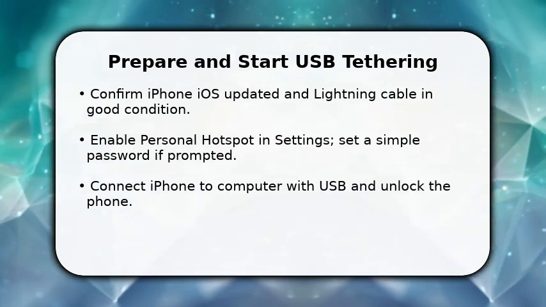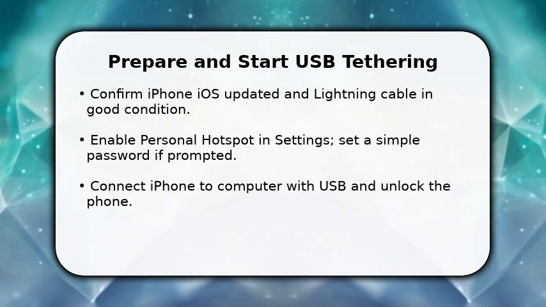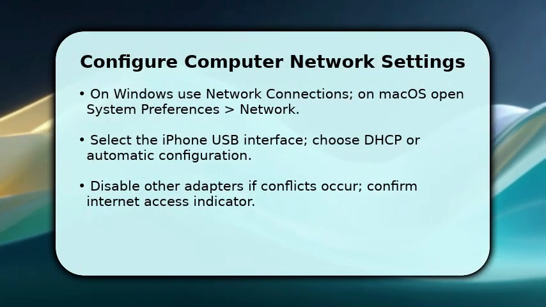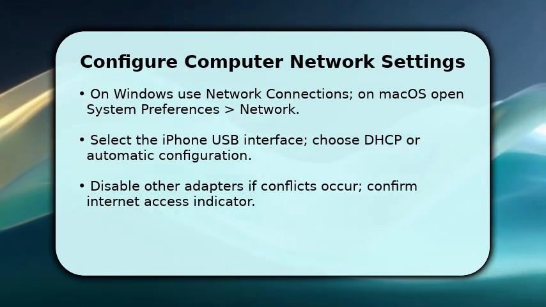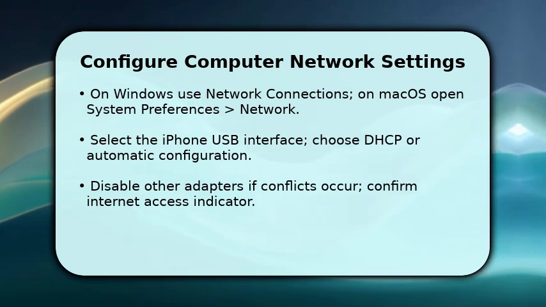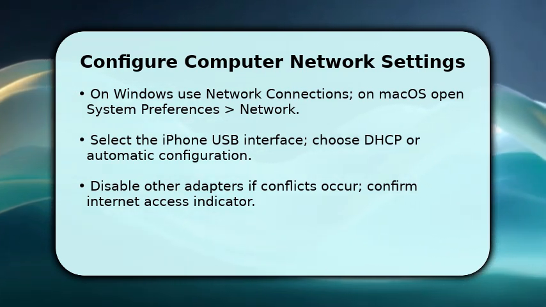Once the phone is connected and trusted, switch to your computer to accept the new network interface. On Windows, open Network Connections and locate the iPhone USB adapter. On Mac OS, open Network Preferences and select the iPhone USB entry.